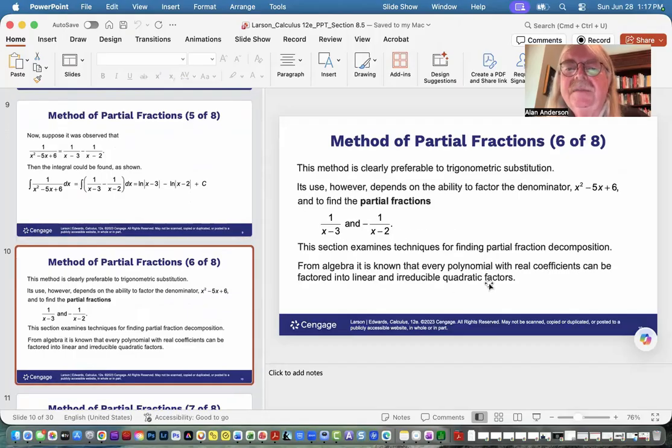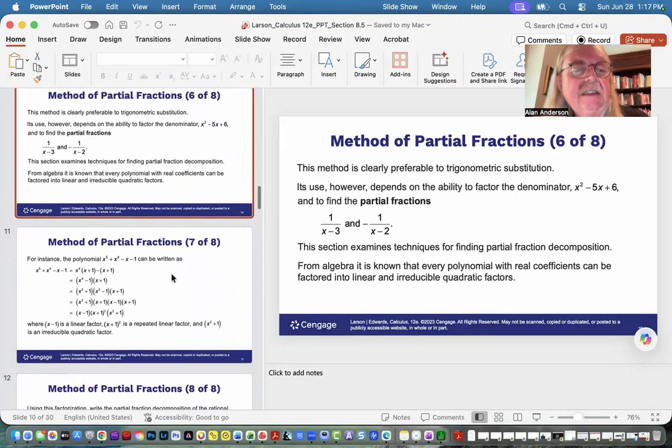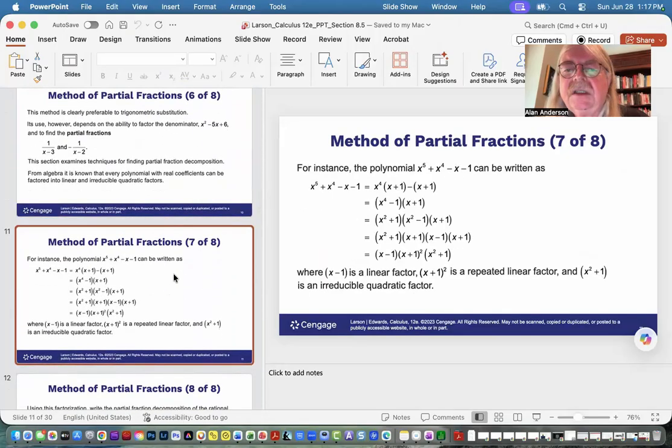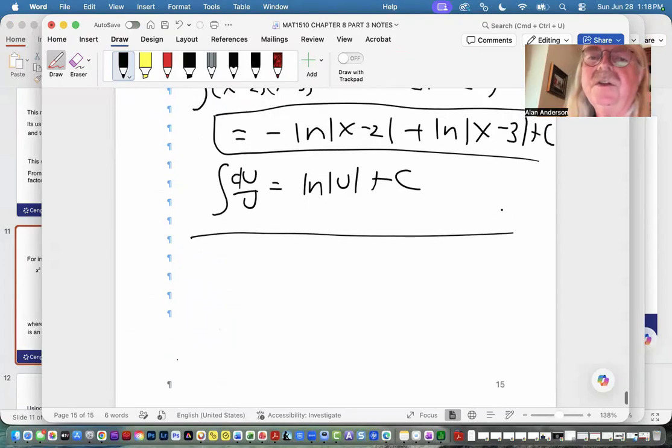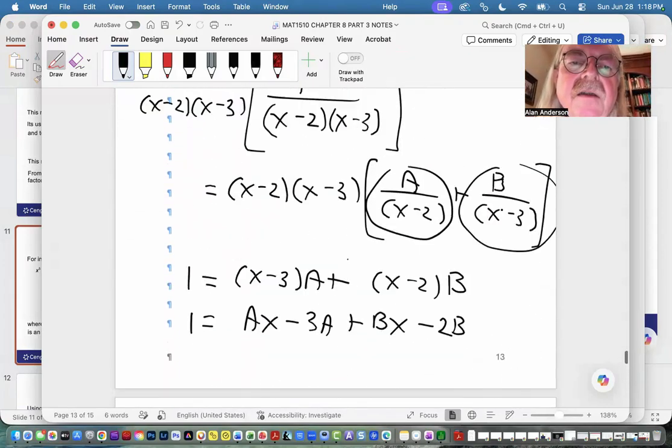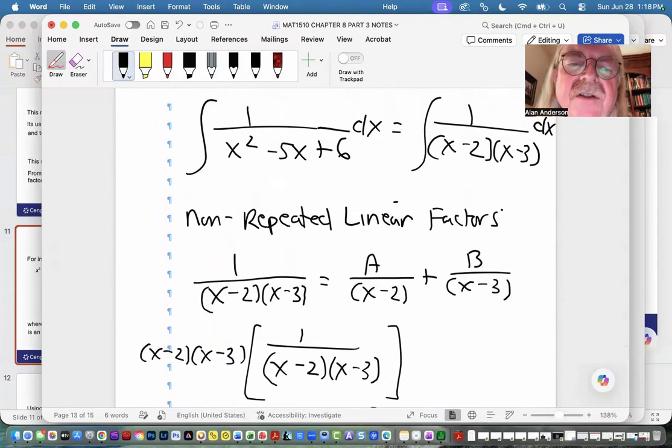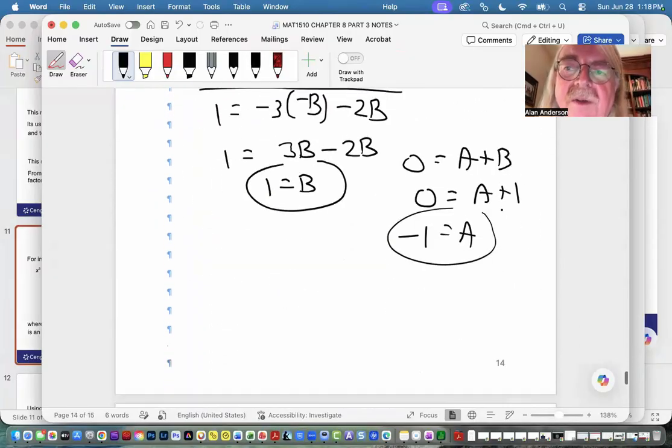So, let's try this one. Now, this one is a bit messier. In fact, it's a very messy one. So before we get into that, let me show you some of the other cases that you'll need to know to do these problems. So we've already seen what to do about non-repeated linear factors. What if they are repeated?